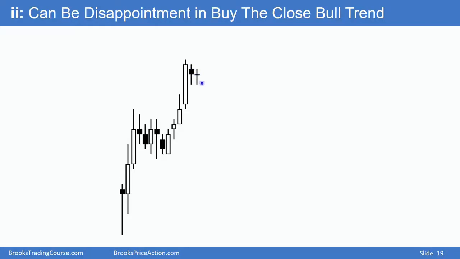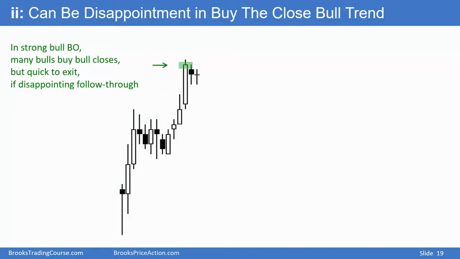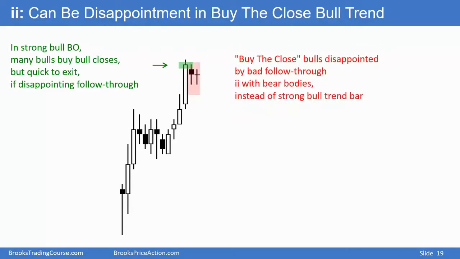And here we have an II pattern. The second bar, although it's not a bear bar, it's still not a good buy signal bar. So these buy the close bulls now have 2 bars that are disappointing, and they're going to be thinking about maybe trying to get out break even. Bad follow through, bull bar, and then 2 bars sideways. Neither one has a bull body. And second leg up, this could be a trap, and buy the close bulls are going to be thinking about trying to get out break even.